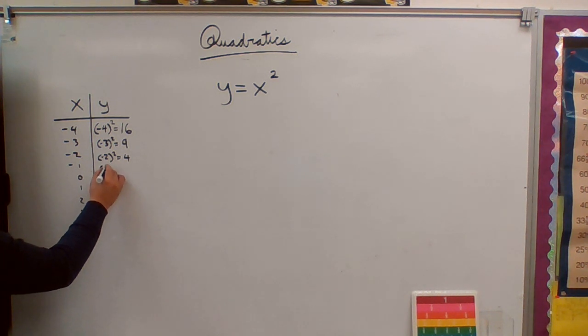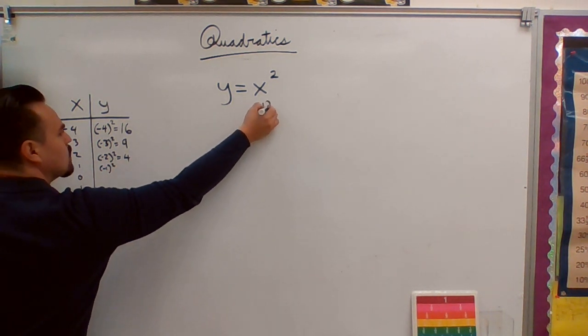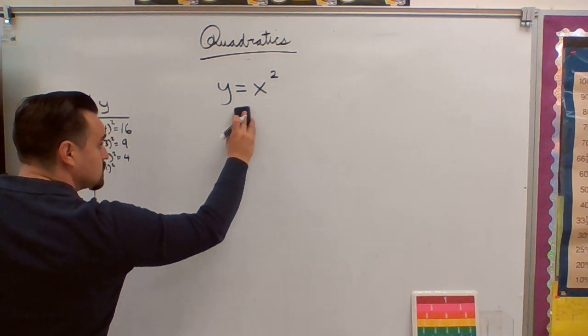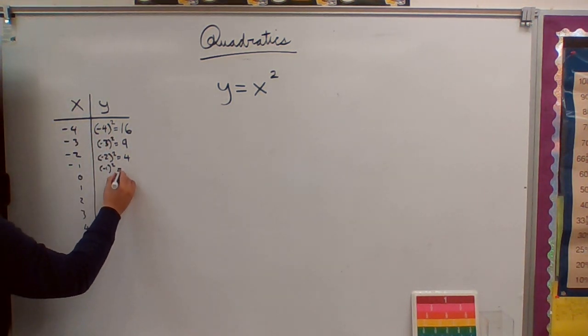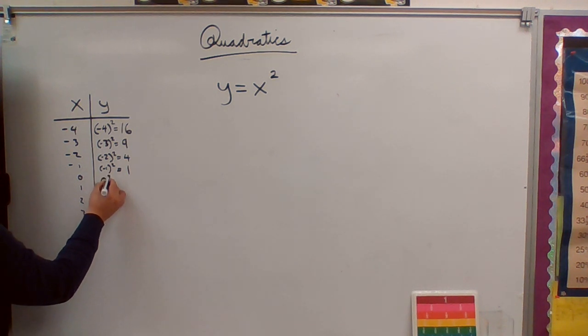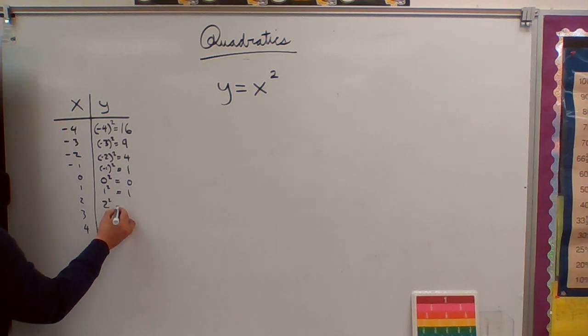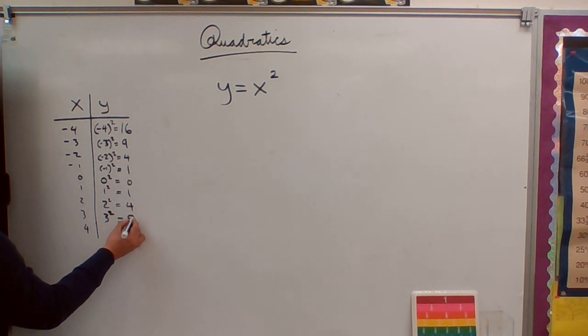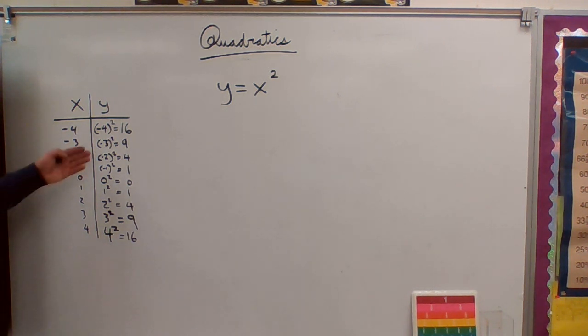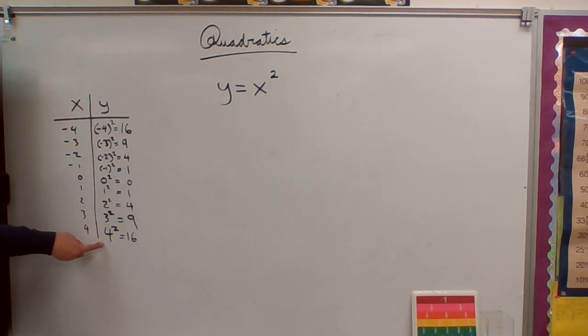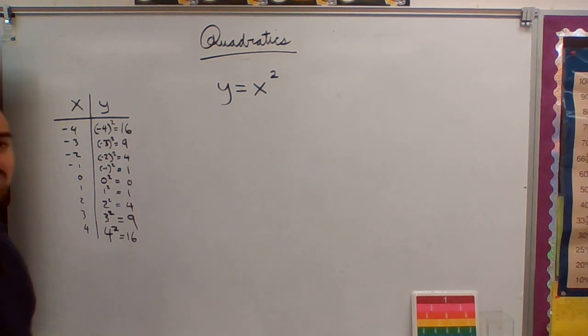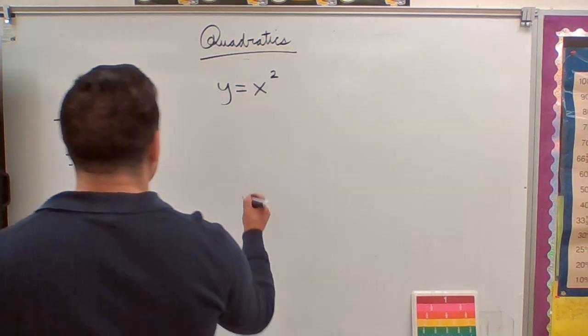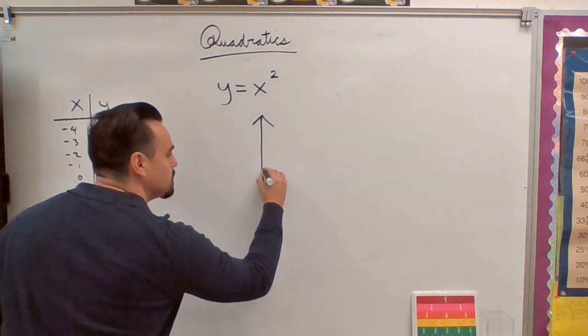When x is -1, you plug it in again. -1, you square it. That gets you y is equal to 1. When you square 0, you get 0. When you square 1, you get 1. You square 2, you get 4. You square 3, you get 9. You square 4, you get 16. Some of you guys might have noticed, you square a -4 or a +4, you get the same value. That's the interesting thing about quadratics.